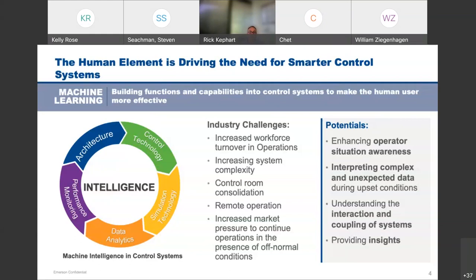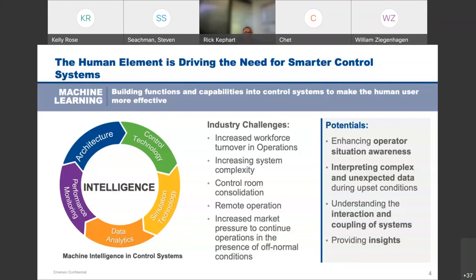The up and coming generation is very used to using technology as a tool, as opposed to us dinosaurs who've been around for a while. And we can take that, we can use that to our advantage as we introduce these new control techniques and new capabilities within the control world.